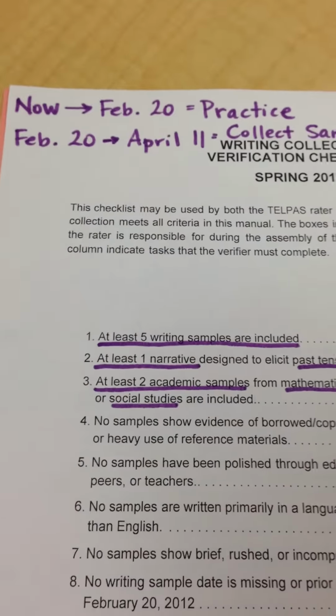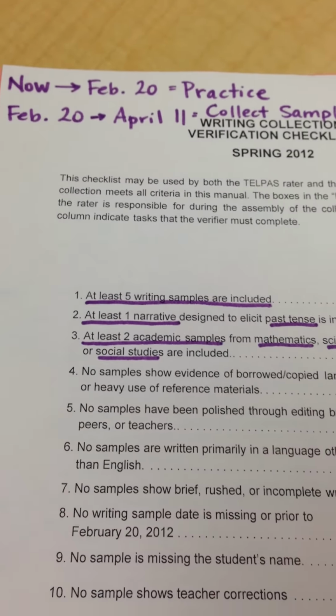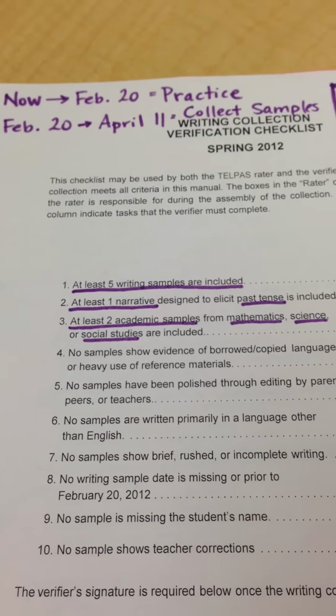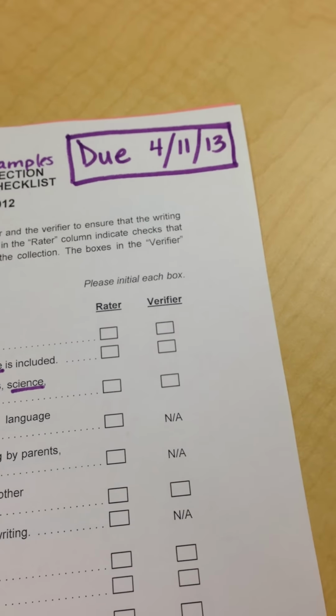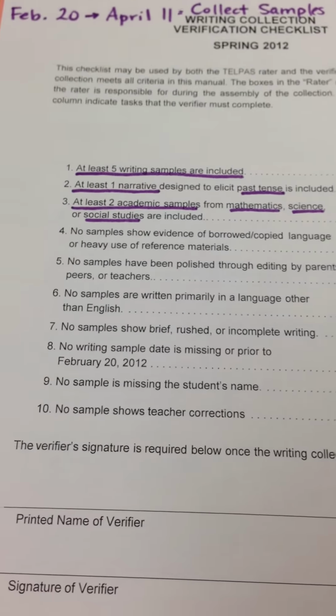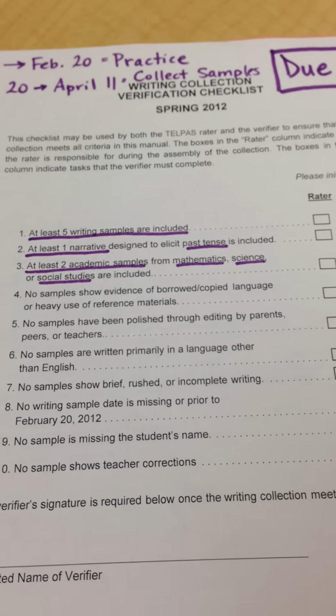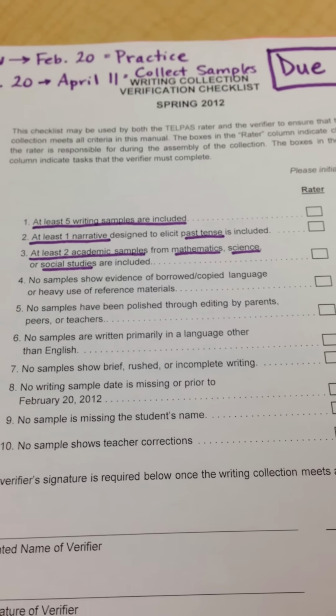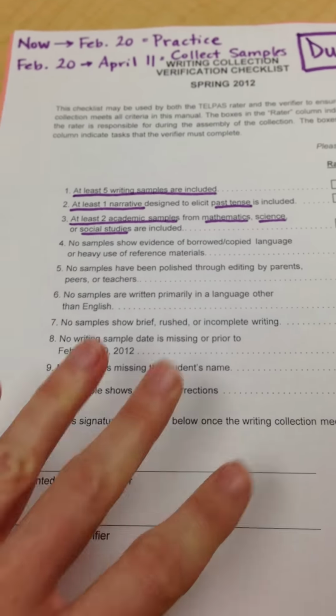So we have up here from now to February 20th, we're practicing, and then from February 20th to April 11th, we're collecting those samples, and then this checklist is due on April 11th. And included in this checklist, it lets you know how many writing samples you need, what kinds of samples, and it reminds you of some of the do's and don'ts.